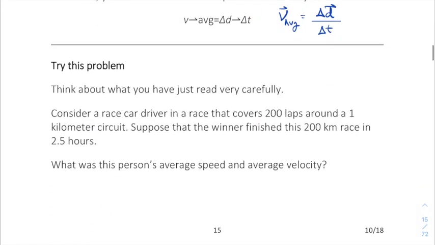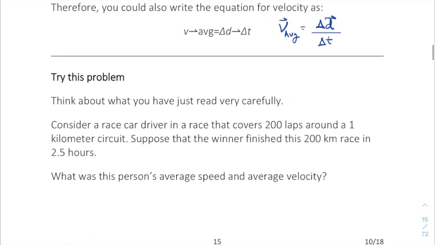Okay, so let's write this problem out and see if we can figure it out. Think about what you've just read very carefully. Consider a race car driver in a race that covers 200 laps around a 1 kilometer circuit. So we've got a circuit that looks like this, and it is 1 kilometer. And he's going to go around 200 times. Suppose the winner finishes the 200 kilometer race in 2.5 hours. What was their average speed and their average velocity?